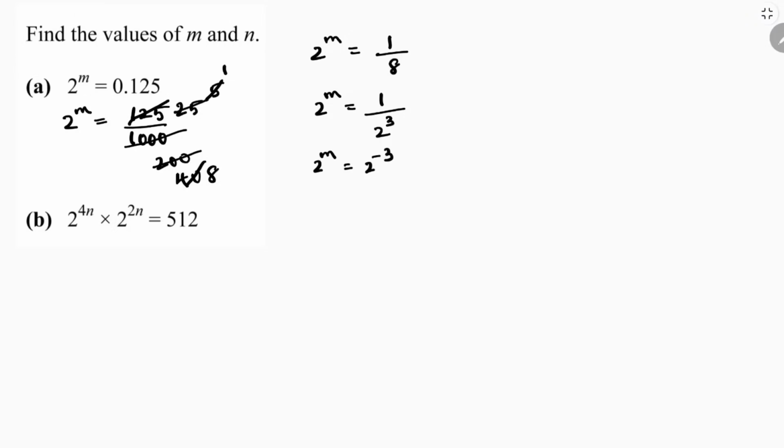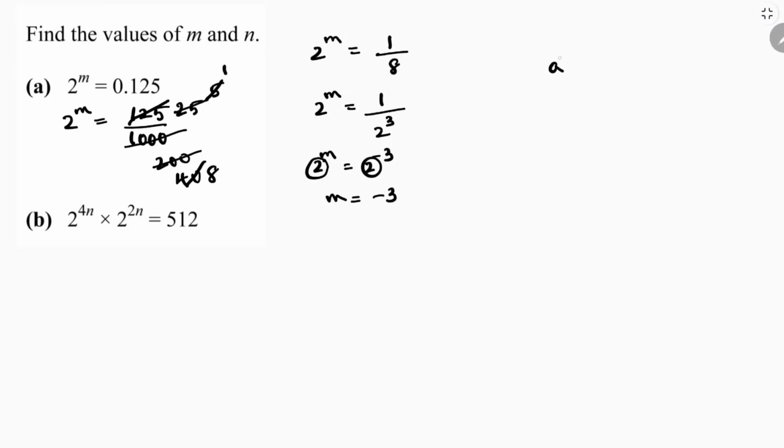So m value is minus 3, because bases are equal, so we can equate the powers. Now see here I used this one: 8 I wrote as 2 power 3.